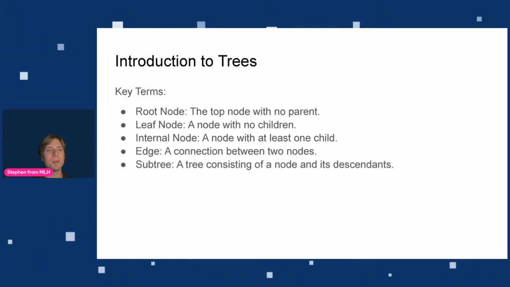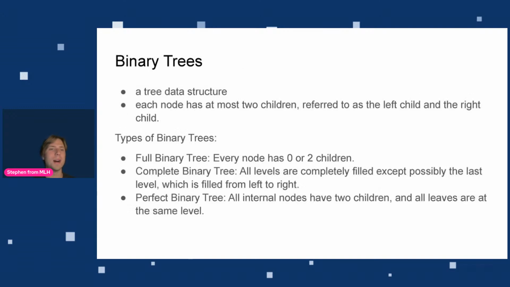And yeah, we'll keep going now with binary trees, which is one particular type of tree data structure. And it's the one that we're going to talk about probably the most for now. So a binary tree is a tree where each node has at most 2 children, and those children are referred to as the left child and the right child.